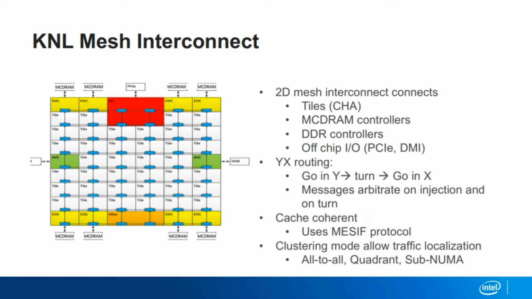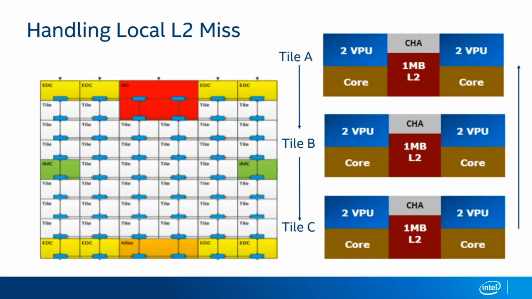The chip itself, since the L2, or more like last level cache, is composed of all of the L2 slices within the chip, is cache coherent and uses the MESIF protocol for invalidating and evicting cache lines. And this is configurable, so you can configure KNL to have different clustering modes, all-to-all, quadrant, that I'll talk about in a second. Let's look at an example.